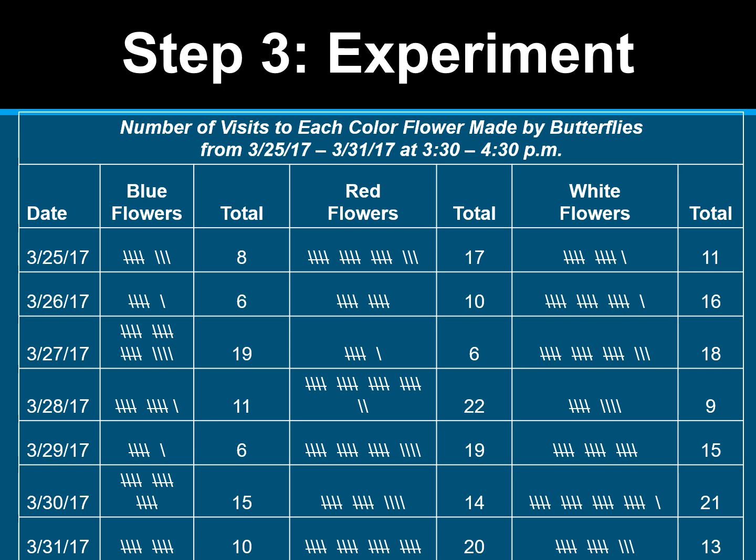Here's an example of a data table. I observed the butterflies and flowers for 7 days at the same time each day. I made tally marks under each flower color as it was visited by a butterfly, and then totaled each for that day. Gathering data is part of any experiment. These are the results of the experiment.